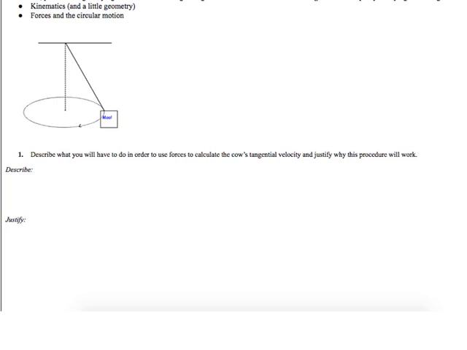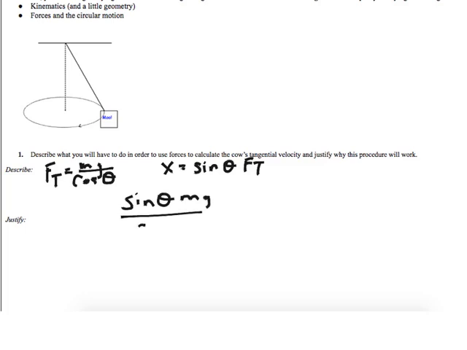So from that, remember we had that Ft is equal to mg divided by cosine theta, and that our x force is equal to sine of theta times Ft. We can just plug all this in, so you get sine of theta times mg over cosine of theta.